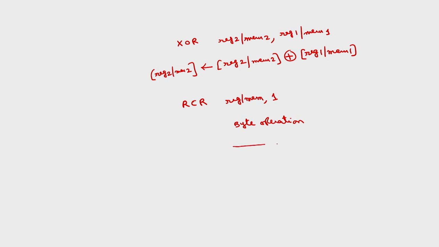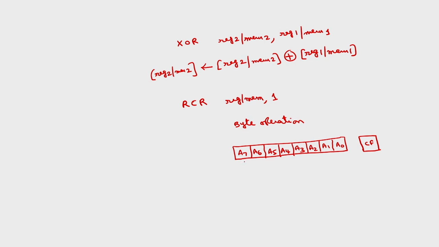So, there will be total 8 bits. This is A0, A1, A2, A3. This can be contents of any register or memory, 8 bits. A4, A5, A6 and A7. So, there are totally 8 bits, and we will be having carry flag also. Suppose here the carry flag is stored. So, this is going to shift the contents of this one towards right by 1 bit position.